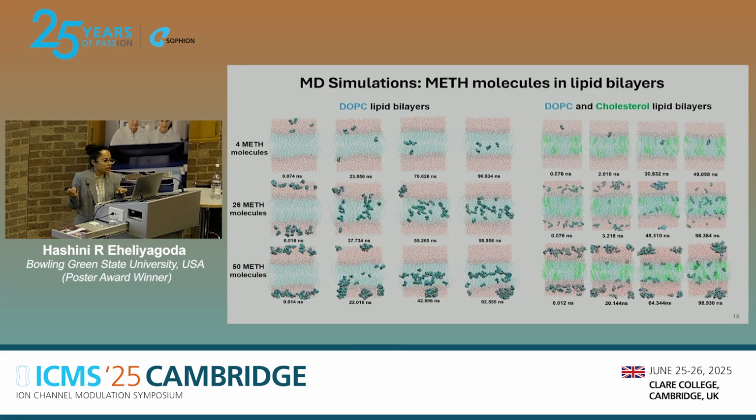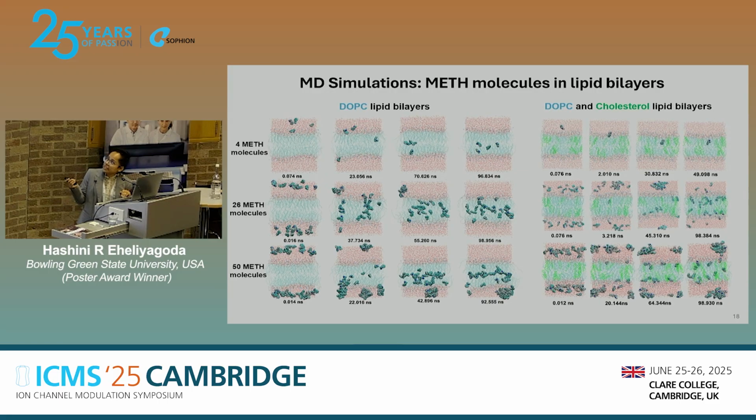Then, it's not just one molecule in our actual experiment, so we increased the number of molecules in the system, to 26 molecules, 15 molecules, 50 molecules. We saw that these molecules form clusters. They get trapped at the center of the lipid bilayer, and they make more interactions. They go out again, more chaotic.